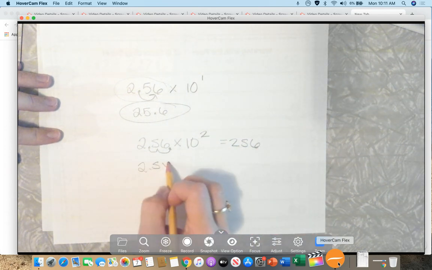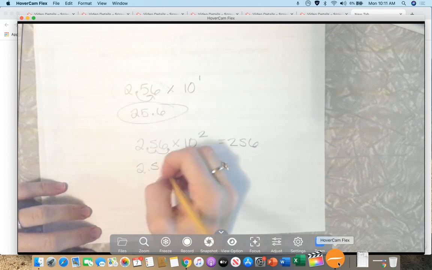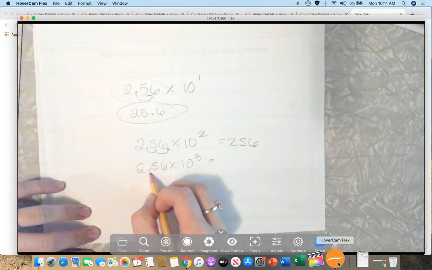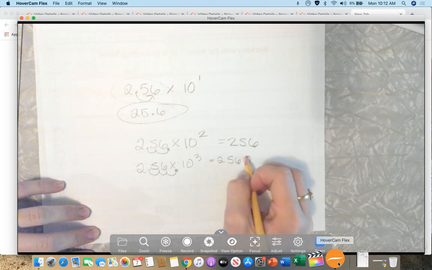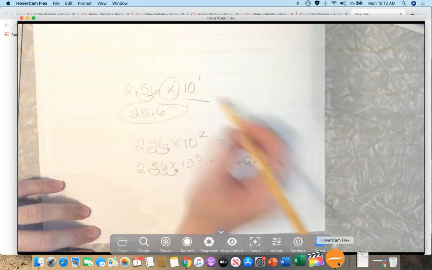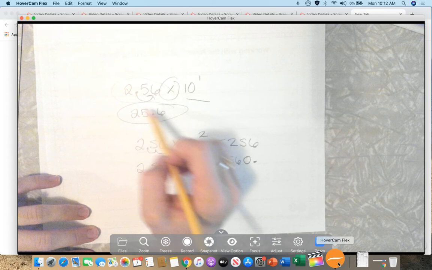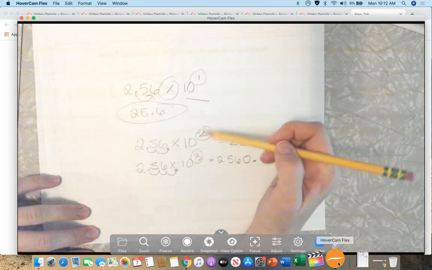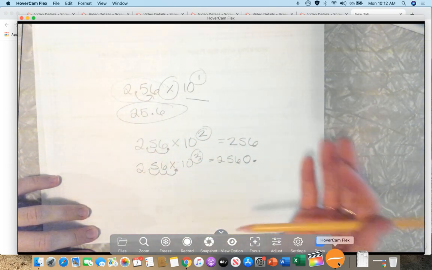What if I multiplied 2.56 times 10 to the third? Then my decimal would need to move 3 times over. So that would be 2560. So notice that every time I multiply by a power of 10, my decimal goes to the right, and it goes to the right based on what the power is. Move it once, move it twice, move it 3 times to the right.